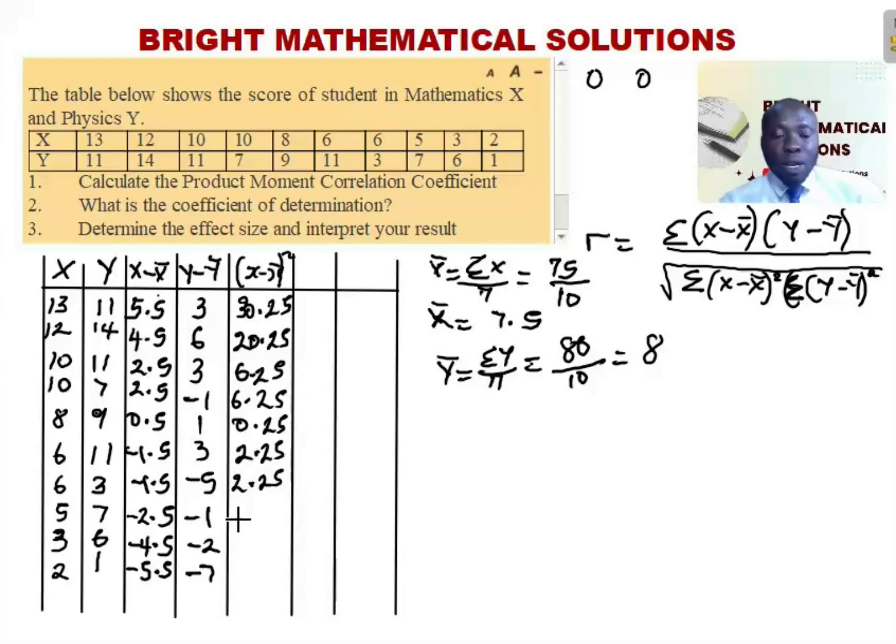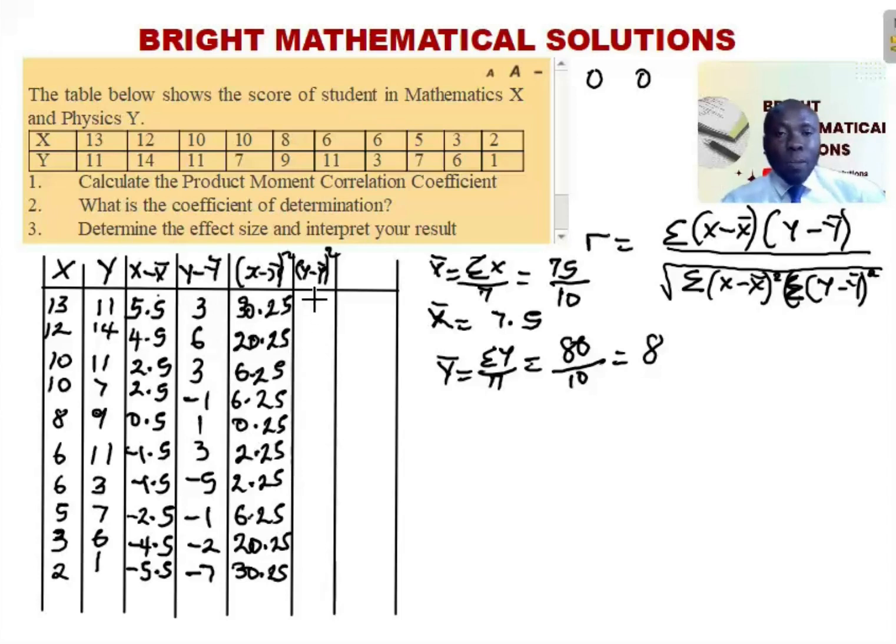So 2.5 raised to the power 2, that's 6.25. 4.5 squared, that's 20.25. And minus 5.5 raised to the power 2, that gives me 30.25. Now, the same thing, we are going to look for y minus y bar raised to power 2. So we are going to find the square of this.